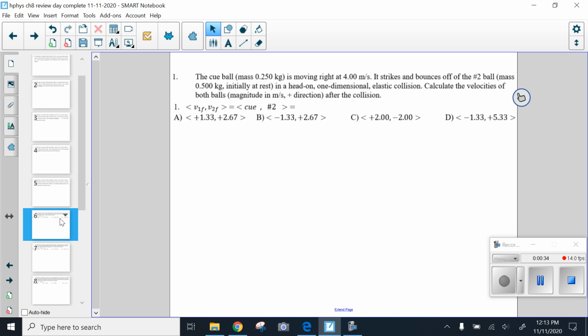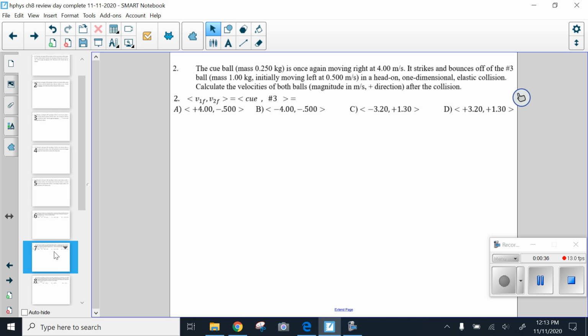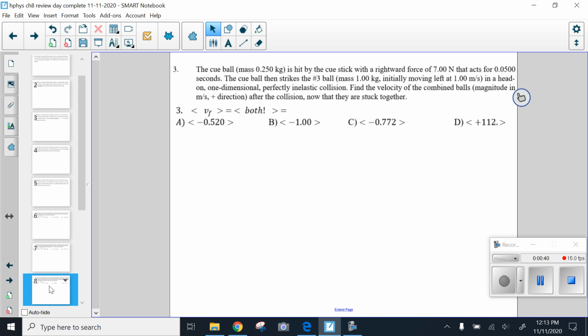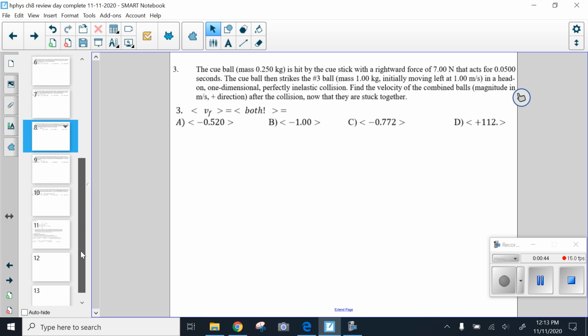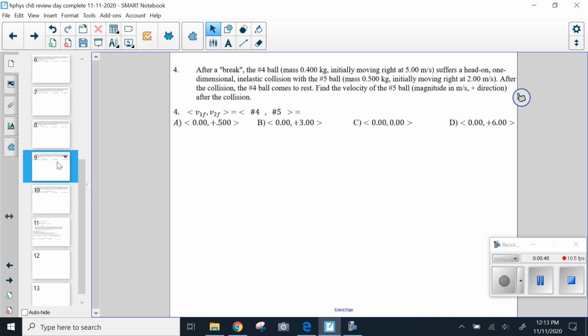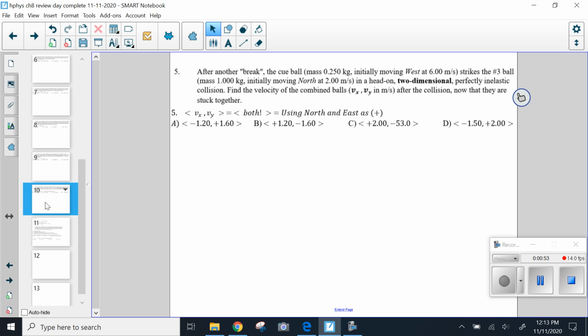Okay, that's one-dimensional elastic. That's also one-dimensional elastic. It's easier for some reason. Let's see. Okay, that's impulse. Okay, that's one-dimensional inelastic. Okay, two-dimensional inelastic collision. Only took us a minute to find it.